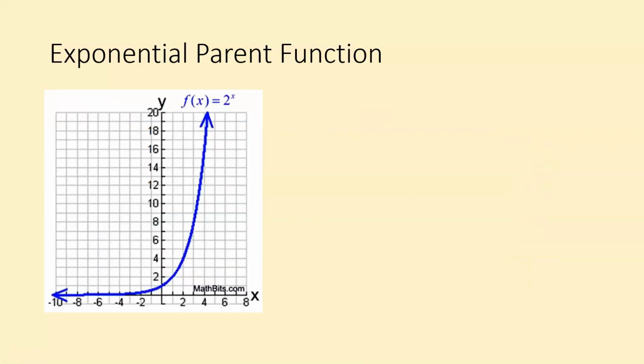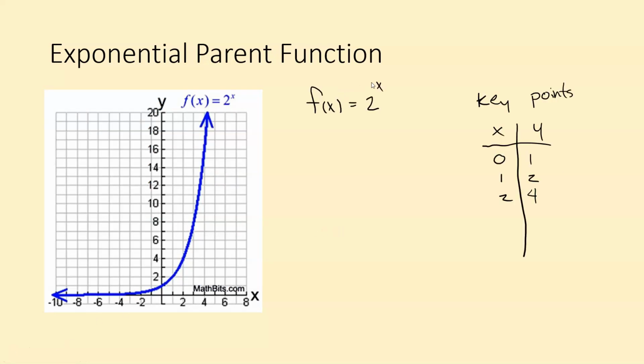Next, we have the exponential parent function. Here is the equation here. f of x equals 2 to the x power. One thing to note here is that x is in the exponent. That is why it's the exponential parent function. And then your key points, 0, 1. This time we're not at the origin, because if you plug in 0 here, 2 to the 0 power is 1. Anything to the 0 power is 1. So that is one of our key points there. And then 1, 2, 2 to the first power is 2. So we have 1, 2.